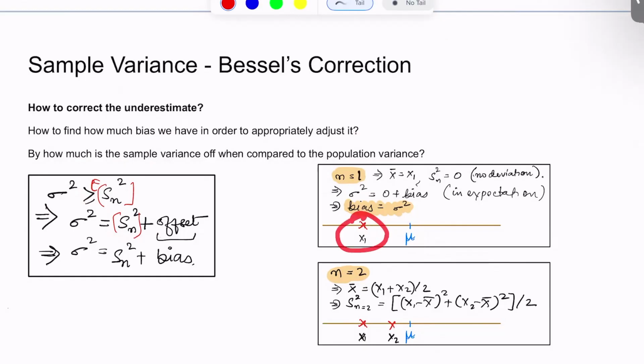So the sample mean is going to be x1, and the deviation would also be 0 because we're just considering one sample. If we put all these values into this equation, and we keep on repeating this experiment, always sampling just one sample, the mean would always be that particular sample itself, and the variance is going to be 0. So in expectation, the variance is always going to be 0 for n equal to 1, and the bias is sigma square. So the variance is completely off by the whole population variance.